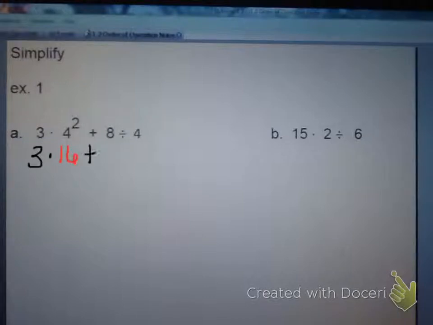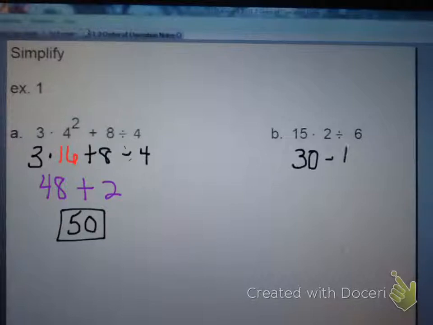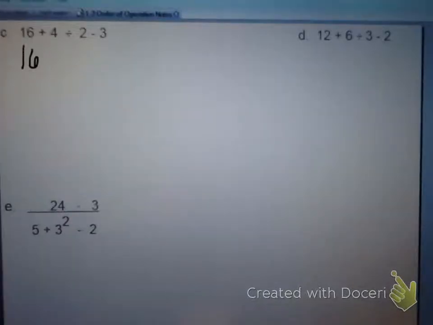Let's do example 1. Order of operations says we're going to do exponents first. Then we're going to multiply. I can multiply the 3 times the 6, and I can divide the 8 divided by 4 at the same time. Try example B. You try to do example C and D, and then turn the video back on and see if you get the right answer.